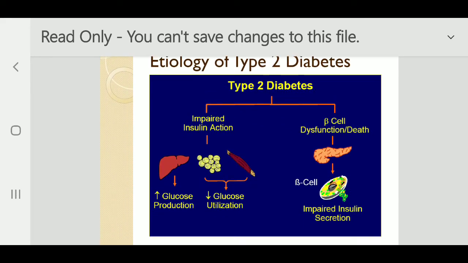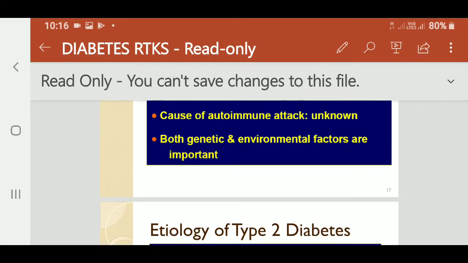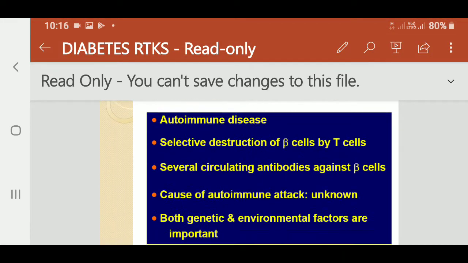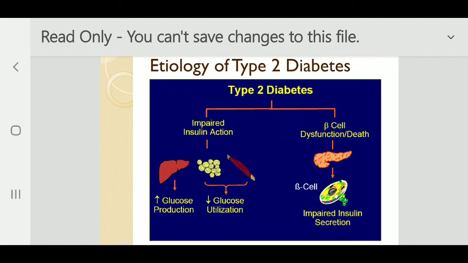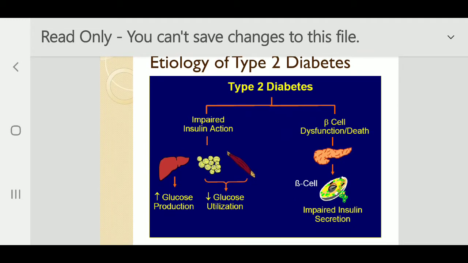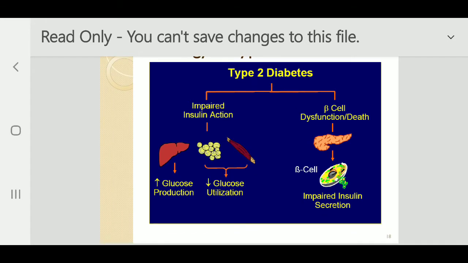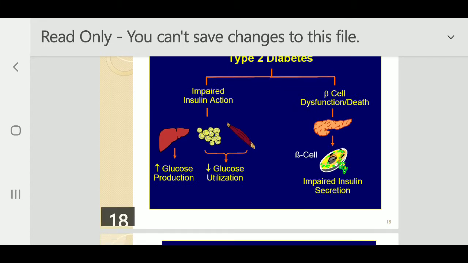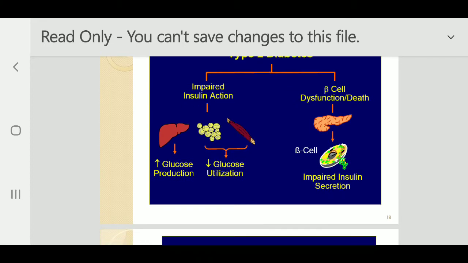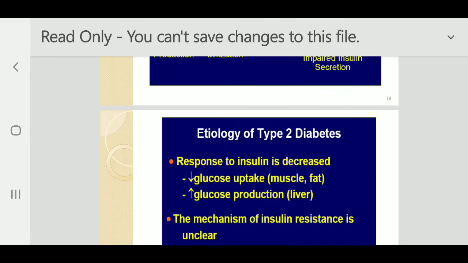I have just put this diagram of type 2 diabetes so that you can understand what is the difference between type 1 and type 2. Here in type 2 you can see there is impaired insulin action along with beta cell dysfunction and death. There is no absolute insulin deficiency. There is beta cell dysfunction, there is beta cell death that leads to impaired insulin secretion. But the most important factor in type 2 is impaired insulin action that leads to decreased glucose utilization in the fat cells and in the muscles and increased glucose production in the liver.